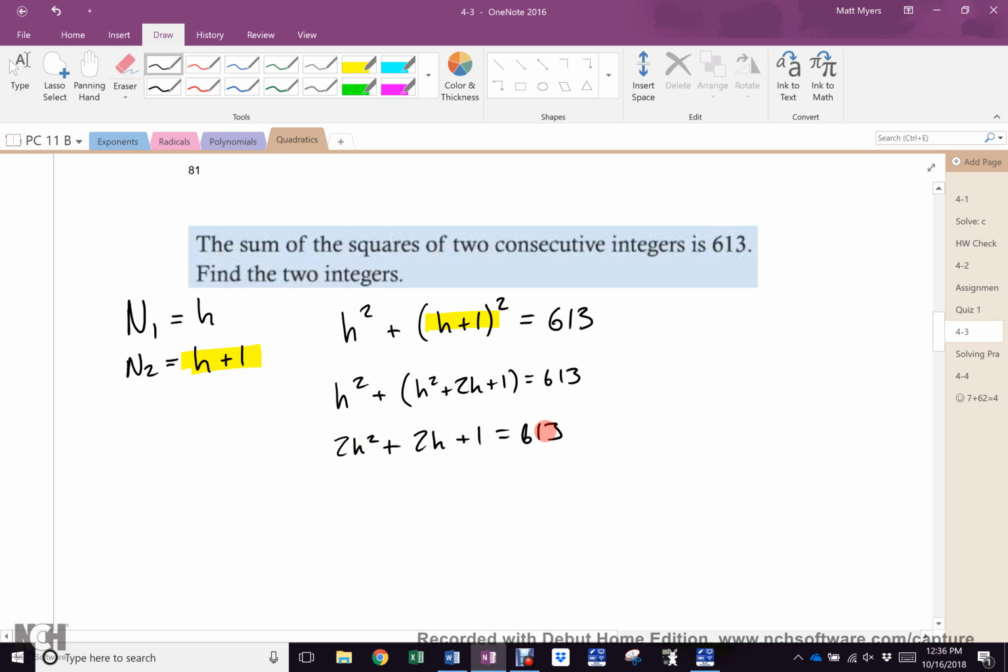Now what do I got to do? You just did a whole quiz on it. What do I got to do? Get rid of root 2.